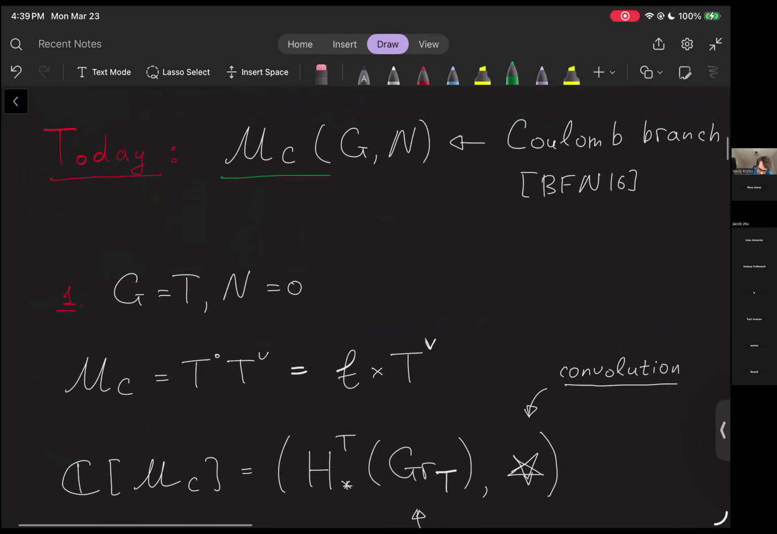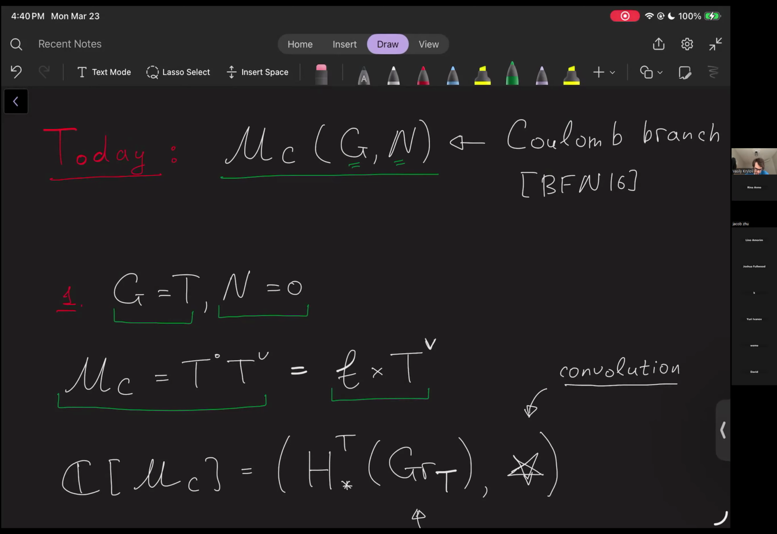So I will denote them like this. They depend on the choice of a reductive group and a representation. Let me start with the simplest possible situation, namely when our group G is just a torus and the representation is just a trivial one. In this case, it's very easy. The Coulomb branch will be symplectic, just T star to T check, where check just means the dual torus. So it's just the product of the Lie algebra of this torus and T check.